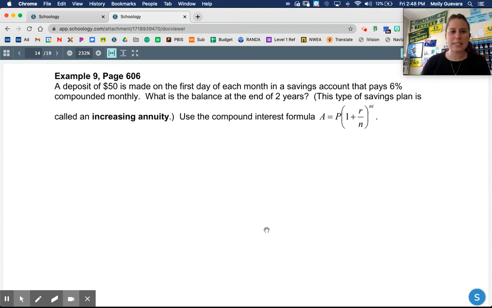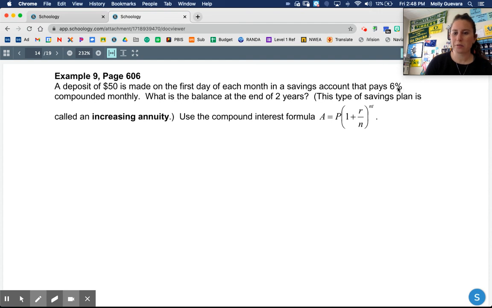So example 9 says a deposit of $50 is made on the first day of every month into a savings account that pays 6% compounded monthly. What is the balance at the end of 2 years? And then this is called an increasing annuity savings plan. And then it uses this compounded interest formula that we've looked at already.